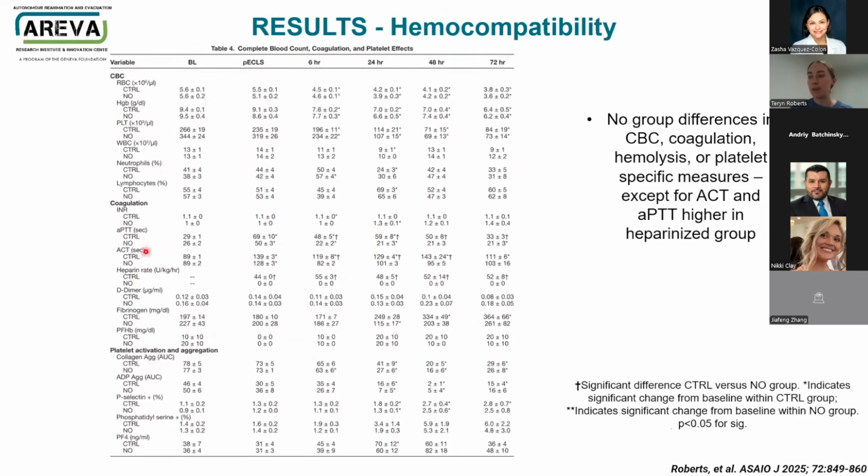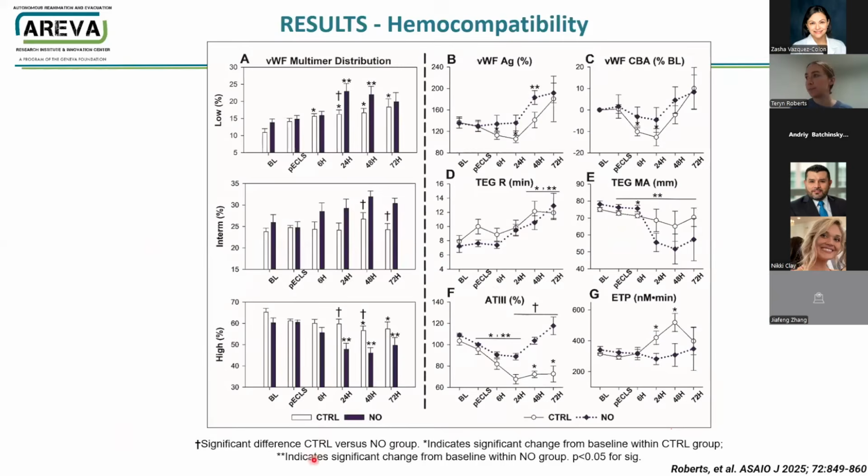Otherwise, looking at our coagulation panel for hemoglobin, there's no difference between groups other than the PTTs are higher and the ACTs are higher in the control group that's being heparinized. And then looking at our platelet activation and aggregation metrics, we don't see group differences here in stimulated aggregation, in platelet surface markers of activation, or in platelet factor 4 levels released from activated platelets.